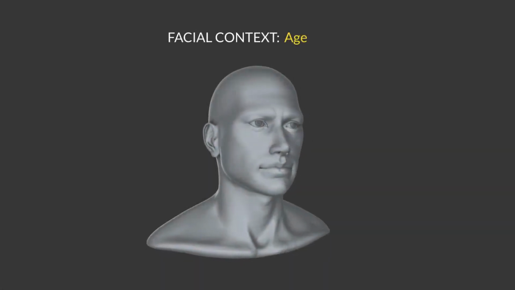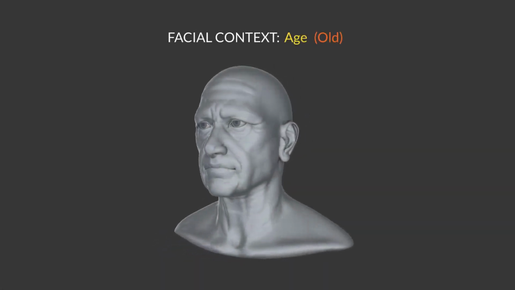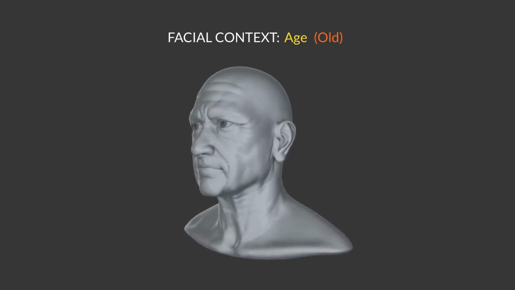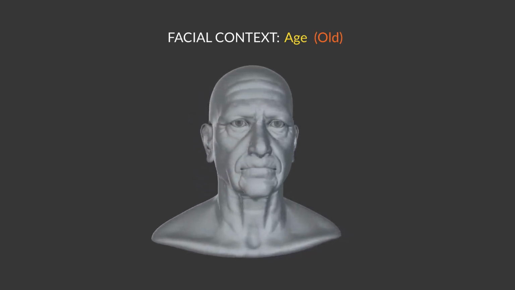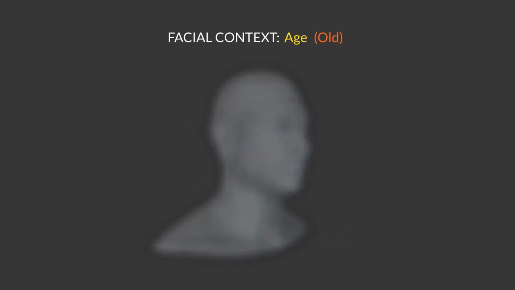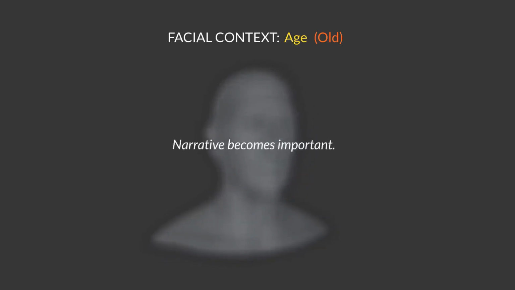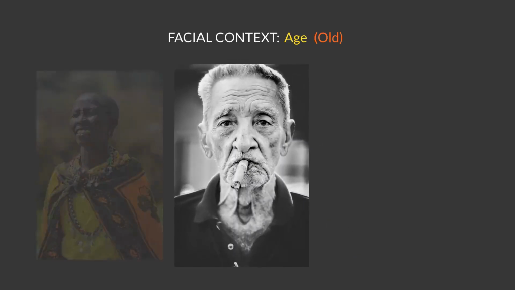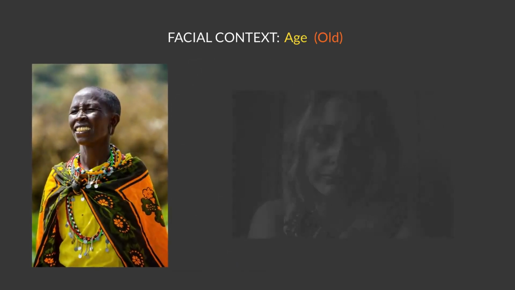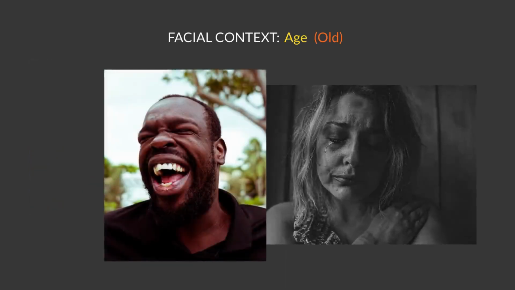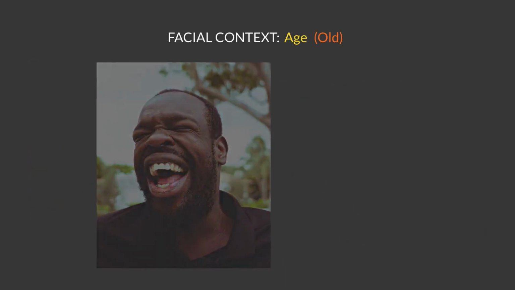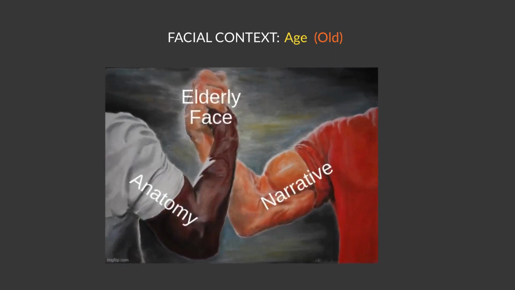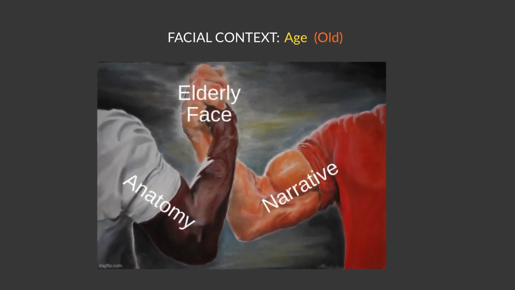Now it's time to look at the context of old age. And this one is very intriguing to me because a lot of what a person does throughout their life affects their final appearance. In other words, narrative becomes very important as anatomy knowledge. Questions like, did this person smoke? Did they spend a lot of time in the sun? Did they experience a lot of anger or pain? Did they laugh a lot? All of these factors are outside anatomy, but still play a significant role in how a person's face ages.